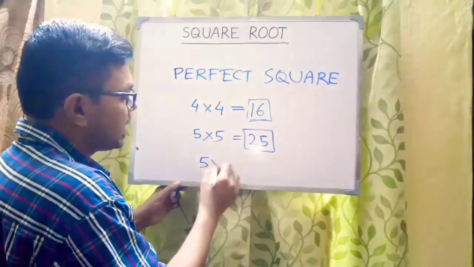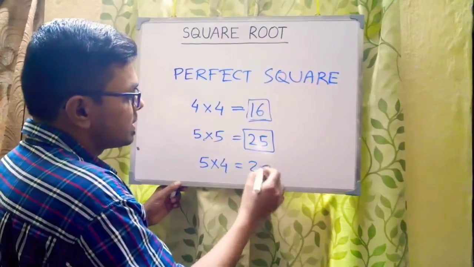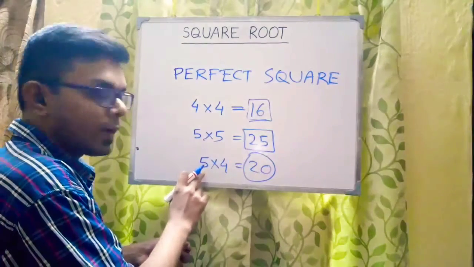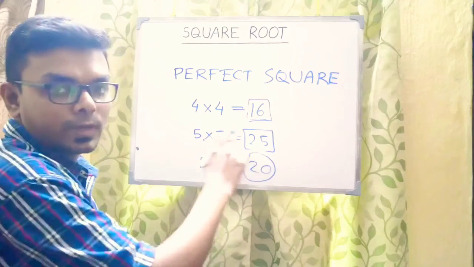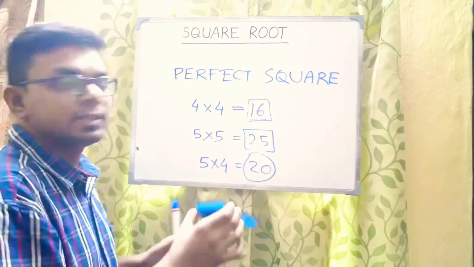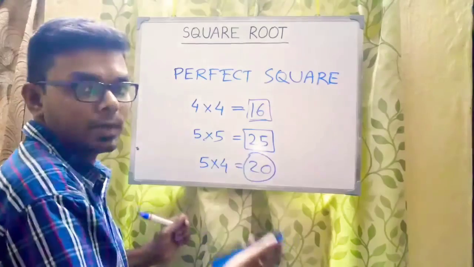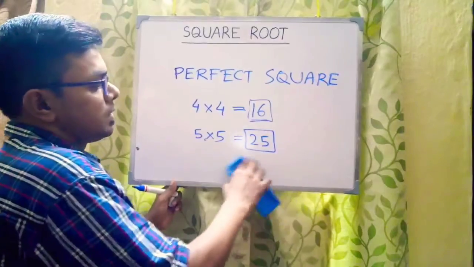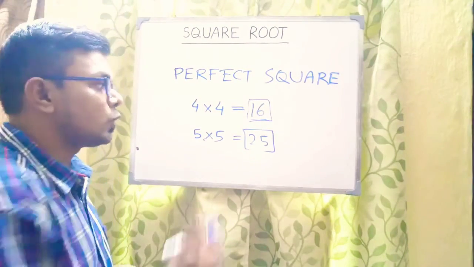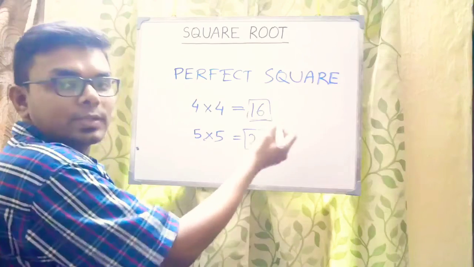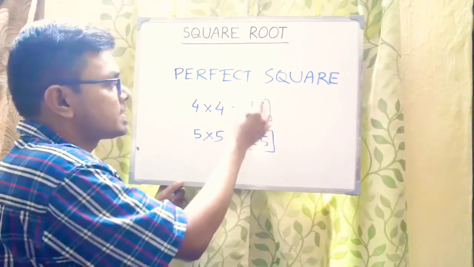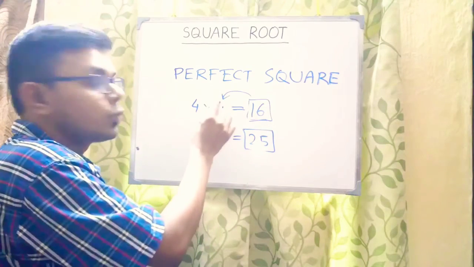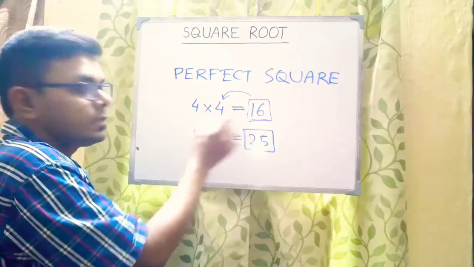But if I say 5 times 4, that is 20. Now 20 is not a perfect square because it is not obtained by multiplying 5 with itself. So we will have to concentrate in this tutorial only on numbers which are perfect squares. Now that we know what perfect squares are, 16 is a perfect square and the square root of 16 is 4. So the square root of a number is that number which when multiplied by itself gives that number.